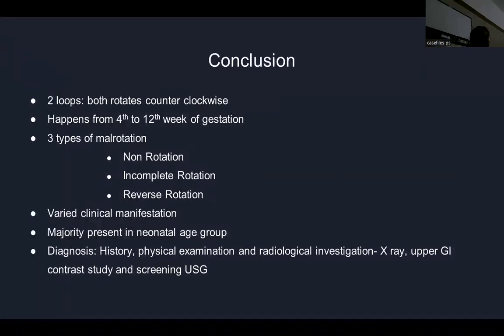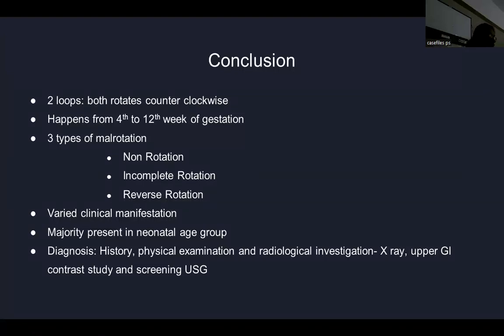To conclude the presentation, as we studied, in normal bowel rotation there are two loops: the proximal duodenal jejunal loop and the distal cecocolic loop. Both of them rotate in the counterclockwise direction by 270 degrees to assume the normal position in normal embryology. This happens during the 4th to 12th week of gestation. If it doesn't occur normally, there are 3 types of malrotation: non-rotation, incomplete rotation and reverse rotation.